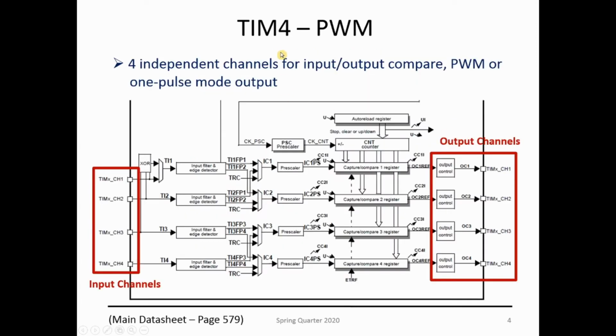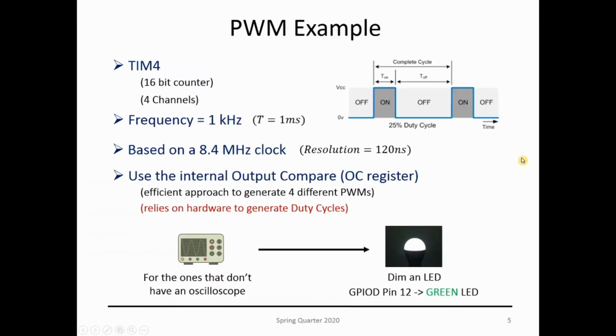And this is what is inside of timer 4. We're going to use these output channels. We're going to use the output compare PWM or one pulse mode output. So we're going to set it up to PWM output, but we are using the output compare register to set up these as the PWM. You also have input channels, so you can also read or capture PWM signals. We're going to focus just on output for now.